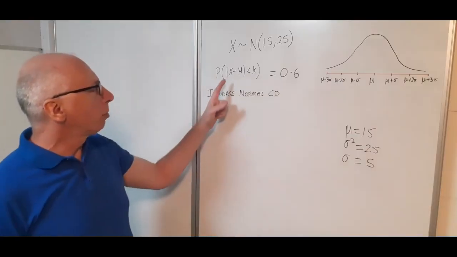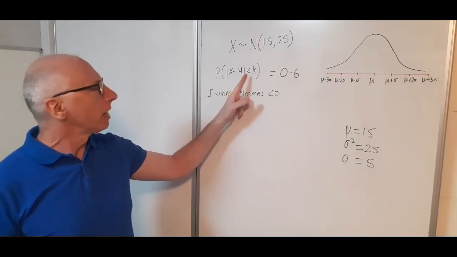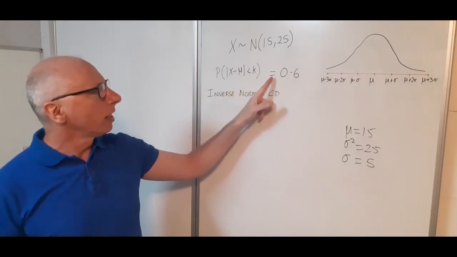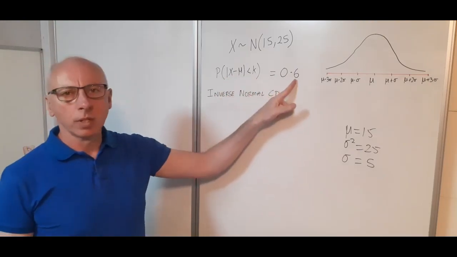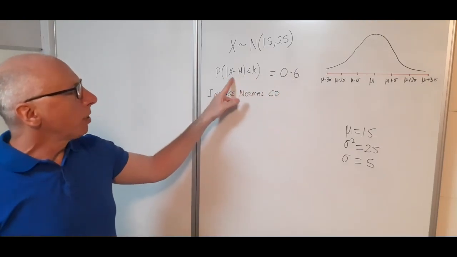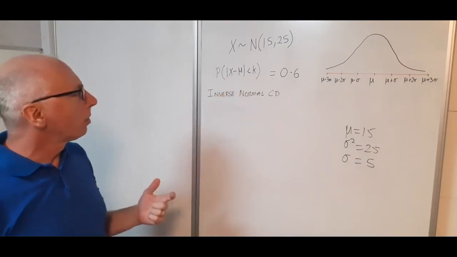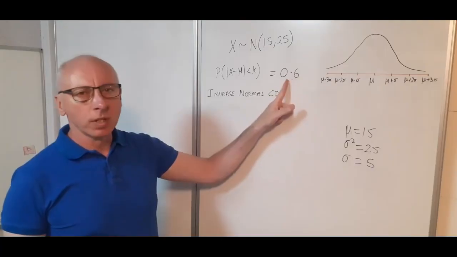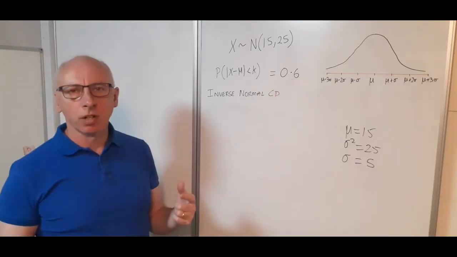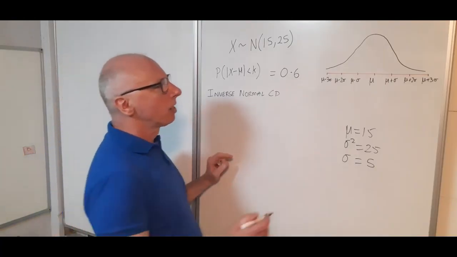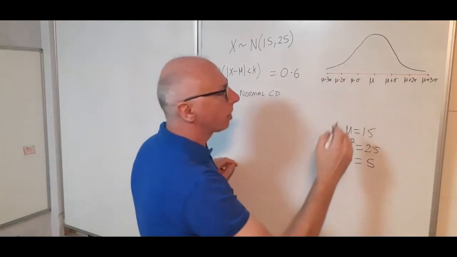And our question is the probability of the absolute value of x minus mu, which is the mean, is less than some value k equals 0.6. So the area under this bit is 0.6. Now with an absolute value here, we're going to get two values. So as the area is 0.6, we're going to have the total area symmetrically either side of the mean. So therefore we'll have 0.3 on one side and 0.3 on the other side.